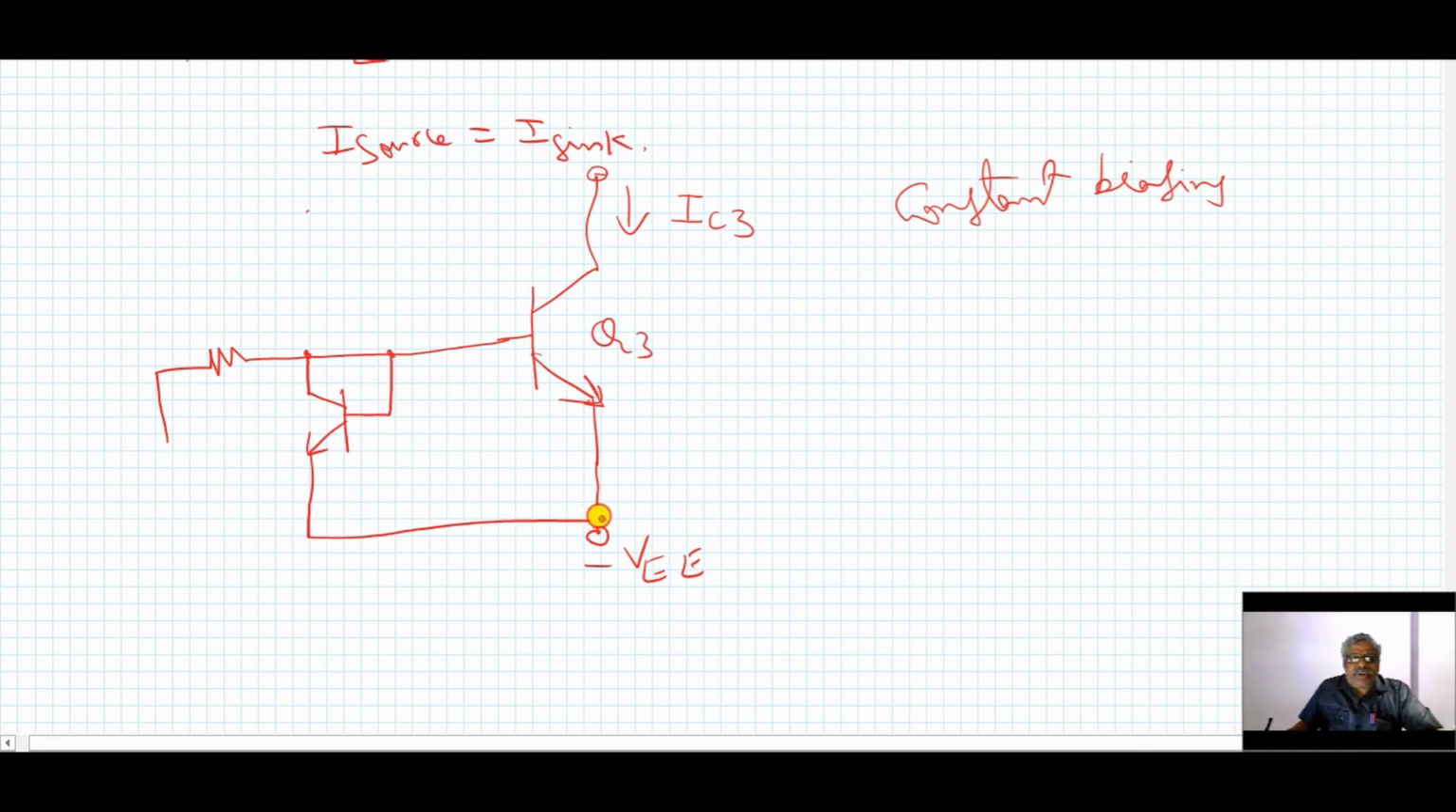Emitter of that Q4 transistor is connected to minus VEE, and the collector and the base are connected to the base of the third transistor, and one resistance, you can call this as R1 or R2 or R, no problem, is connected between the base of the third transistor and ground. Because in the textbook it is represented with R2, so I also represent here with R2, and the current flowing through this is I2.